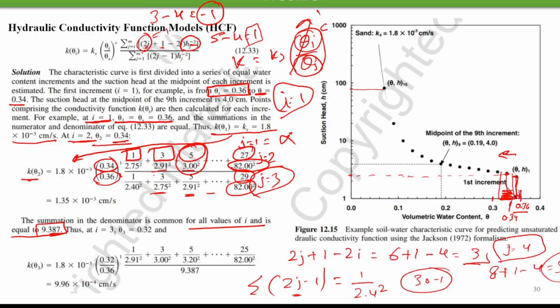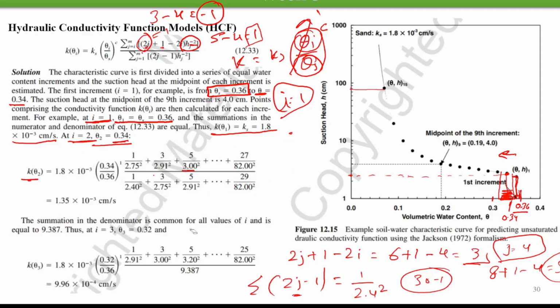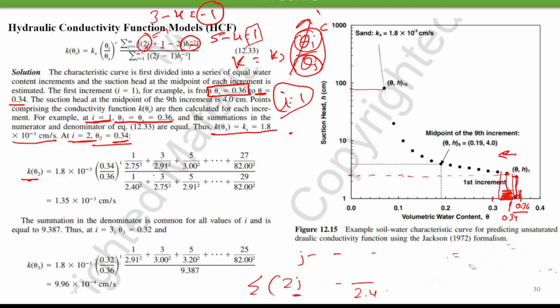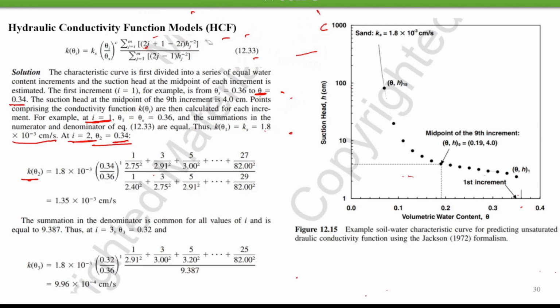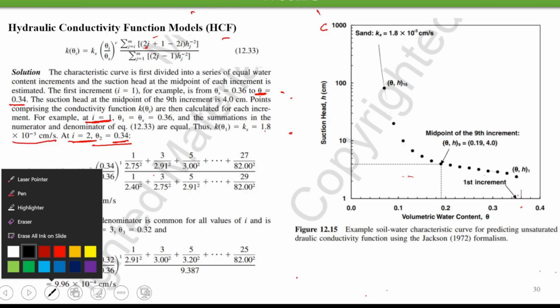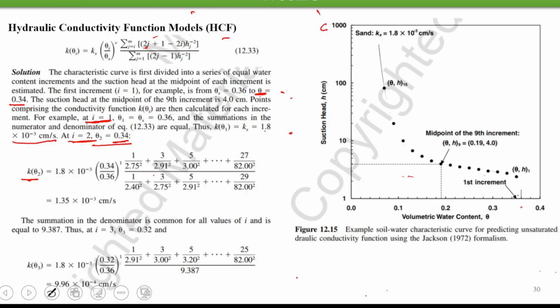So this way we can go up to j equal to 15, so 27 upon 82 to the whole square. Okay, so let's erase this. What did we observe from here is that we need to repeat this operation for the values of j from 1 to m, the number of iterations which we are taking.